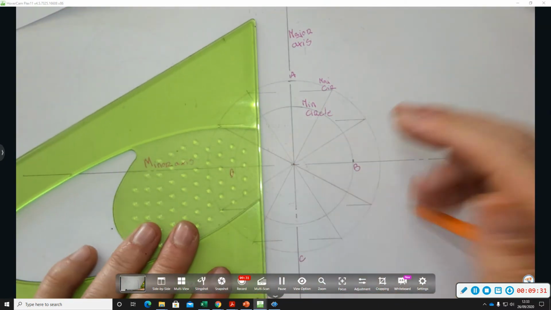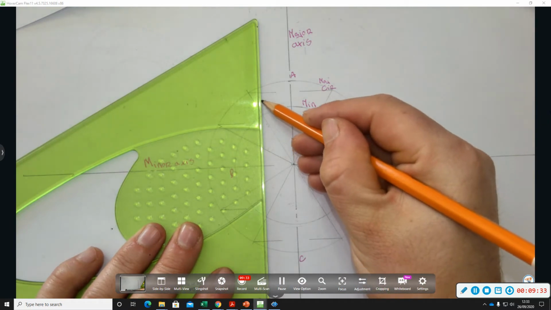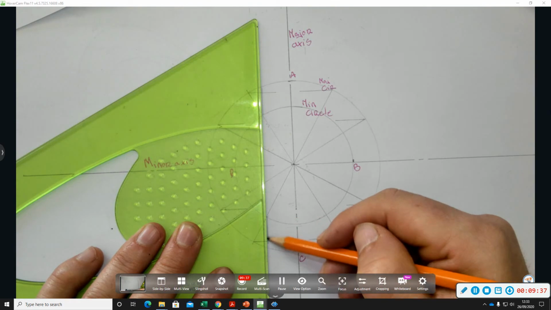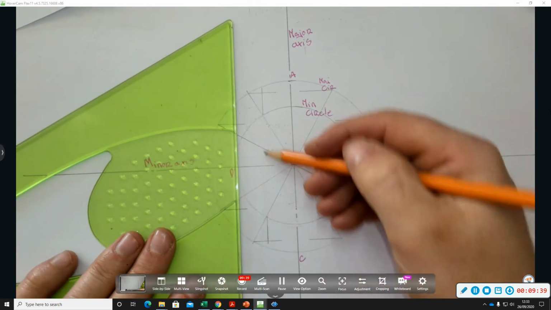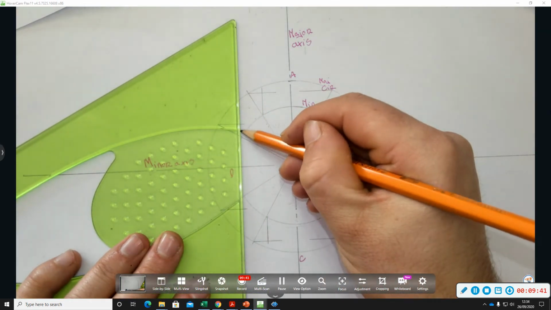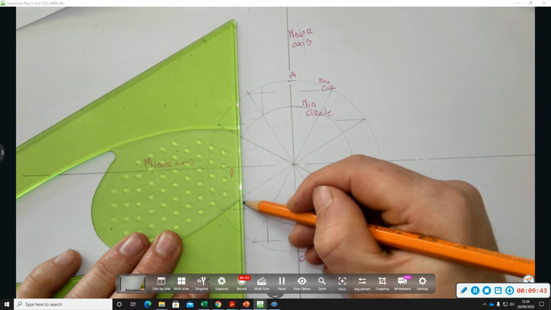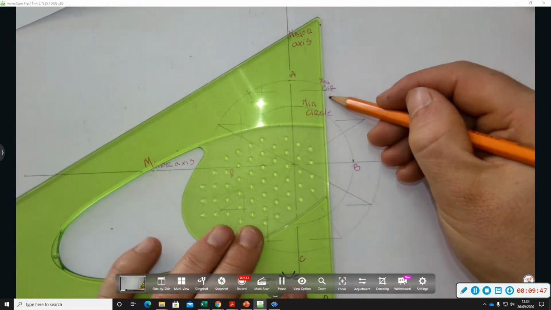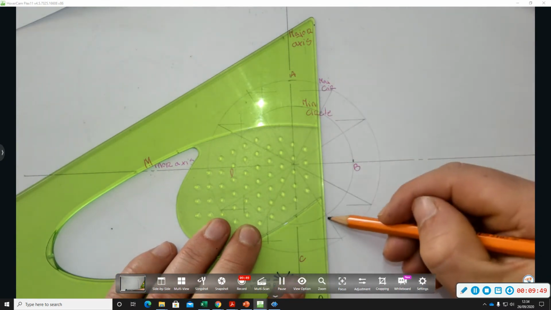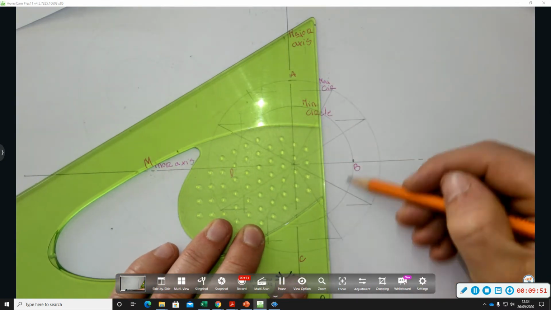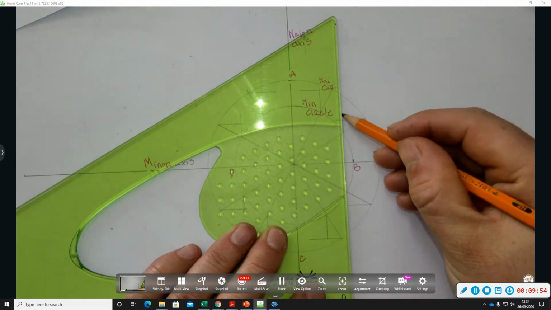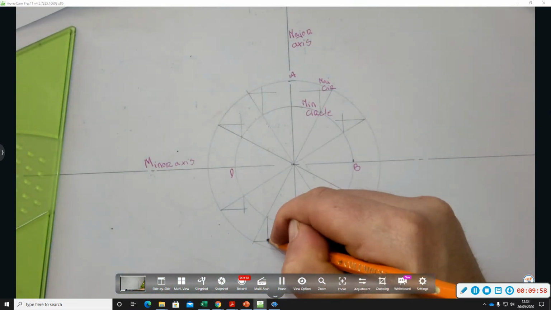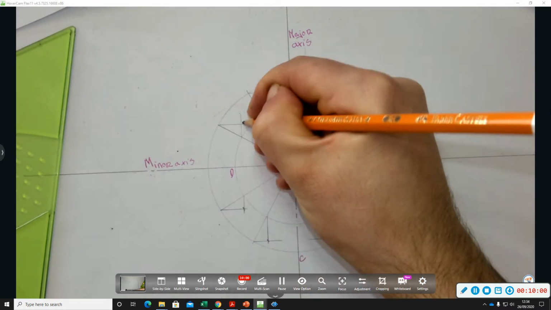Now, where the division lines hit the minor circle, we're going parallel to the major axis, or outwards from the minor axis. So we're going parallel to the major axis away from the minor axis, basically outward. So now, here's points on the ellipse.